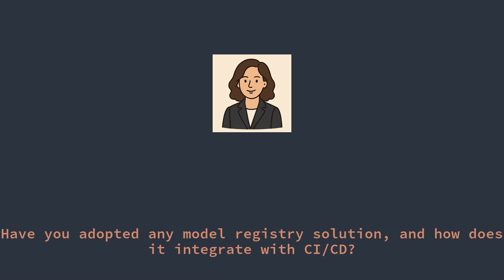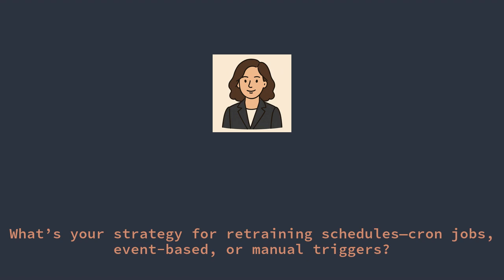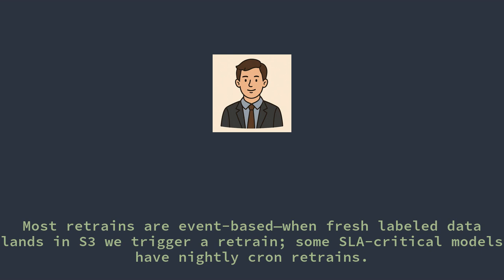Have you adopted any model registry solution, and how does it integrate with CI/CD? Yes, we host MLflow model registry. Once a model is transitioned to staging, our CD pipeline can pick it up automatically. What's your strategy for retraining schedules, cron jobs, event-based, or manual triggers? Most retrains are event-based. When fresh labeled data lands in S3, we trigger a retrain. Some SLA-critical models have nightly cron retrains.